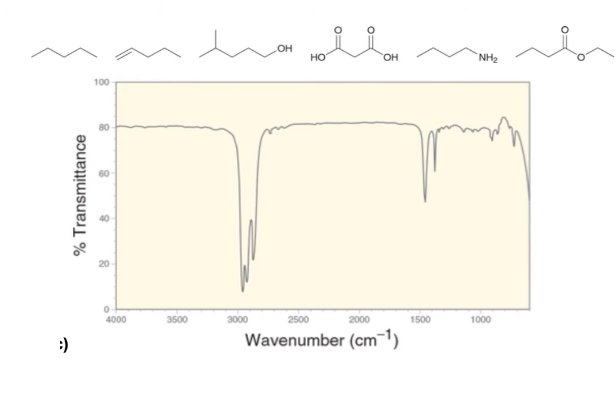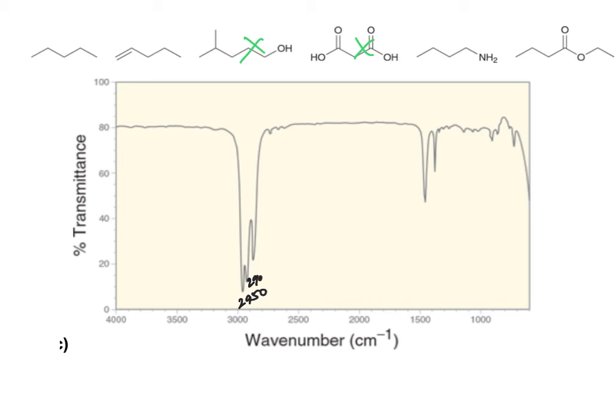Here's our third spectrum. Again, let's just get rid of some things to make our lives easier. So we've identified these two. Let's label the peaks. Here you have 2,900. Here, let's make that 2,950.